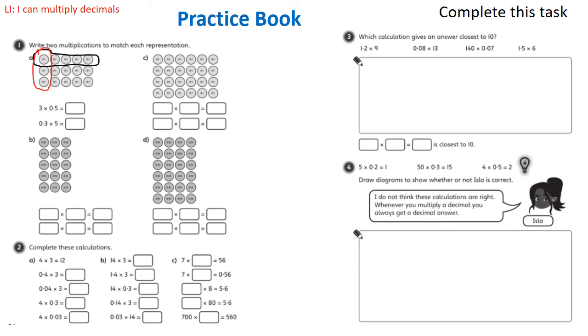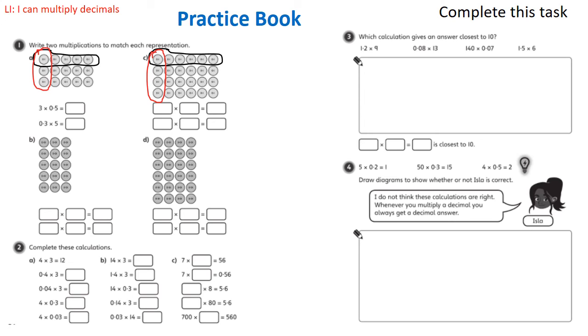In C, you're going to do exactly the same. How many columns have you got? How many rows have you got? And that will give you your 2 calculations. Same with B and D.